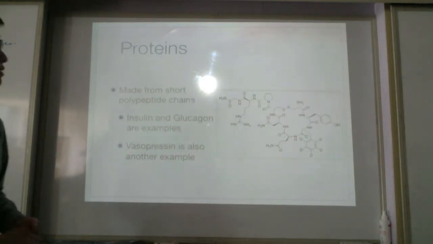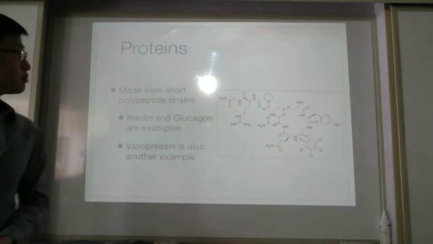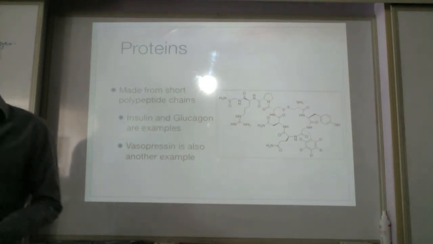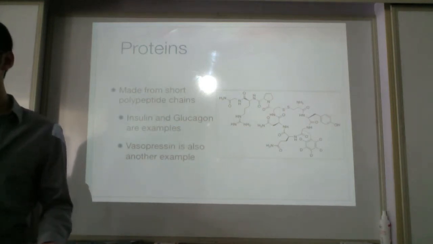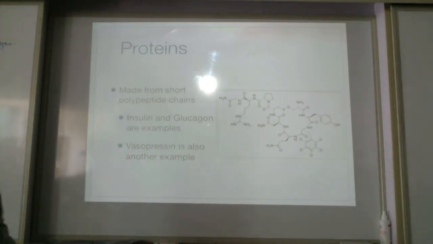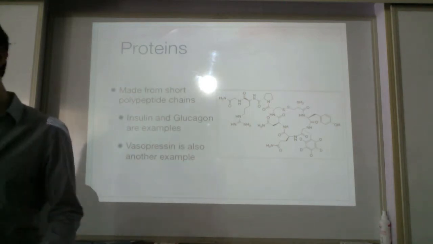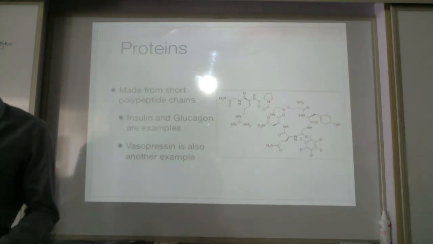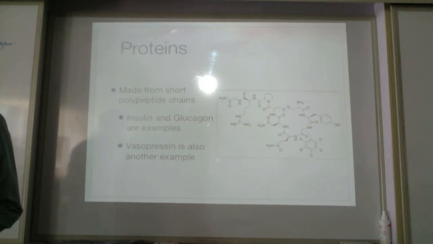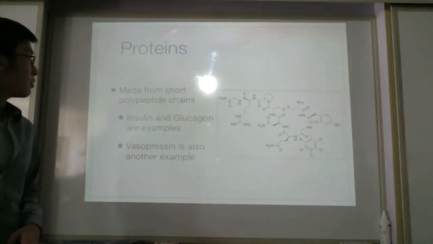Proteins are the second type of hormones, and they're made from short polypeptide chains, so they're made from amino acids. Insulin and glucagon are examples of these. These are secreted by the pancreas from the alpha and beta cells and are used to upregulate or downregulate the consumption of glucose. And vasopressin is another example of a protein hormone.